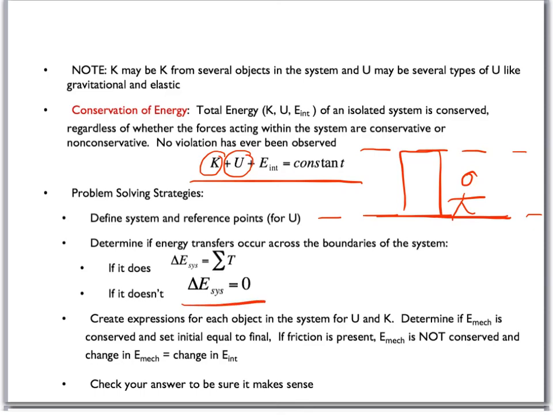The next point here is to create expressions for each object in the system for potential and kinetic energy. Basically, make sure that you're adding up all of the energies present in your system. Determine if your mechanical energy is going to be conserved, and set the initial equal to final. If you have friction present in that problem, however, mechanical energy would not be conserved. Total energy still would, but mechanical energy would not be conserved, since some of that mechanical energy might go into internal energy or heat. And lastly, of course, check your answers and make sure that they actually make sense once you've come up with a final answer.